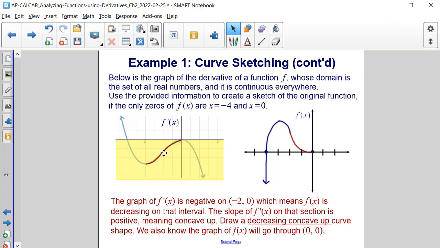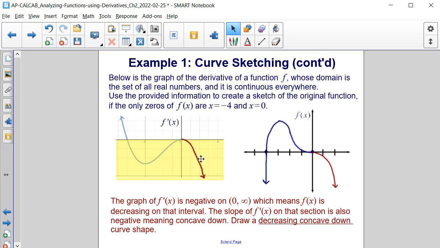If we analyze the next section of our derivative graph from -2 to 0, we know that f prime of x is negative, so it is still decreasing. The function f is still decreasing. However, the slope of f prime of x is now positive. So that means we are going to have concavity switching. So our curve path, instead of decreasing and being concave down, is now decreasing and concave up. So that's how we can sketch this section of our graph. And we also know that the graph of f of x has a 0 at x equals 0.